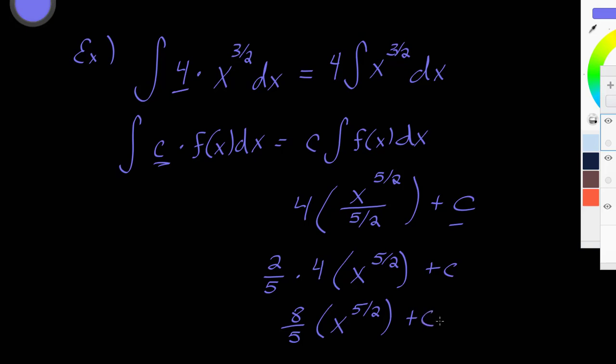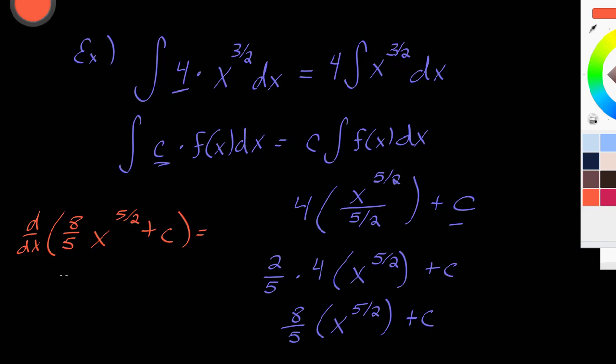Now, just like last time, let's go ahead and check our work. So I'm going to check our work over here. So let's take the derivative of 8/5 times x to the 5 halves. Oh, you know what? I forgot plus c.